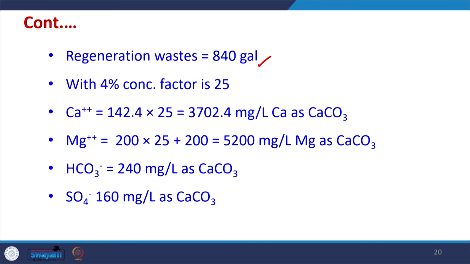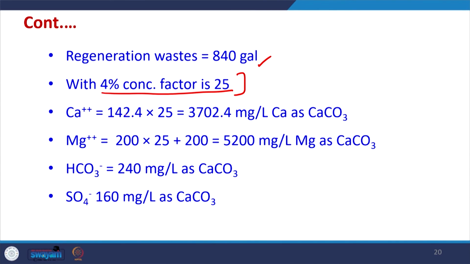Now, this regenerated waste will contain the calcium and magnesium which was removed earlier. So, that factor, the 4% concentration factor, is 25. That means because we are only using 4% of the treated volume, the amount of concentration will increase 25 times. So, using this idea, the concentration earlier was 142.4, so it will become 142.4 into 25. So, this is the calculation.